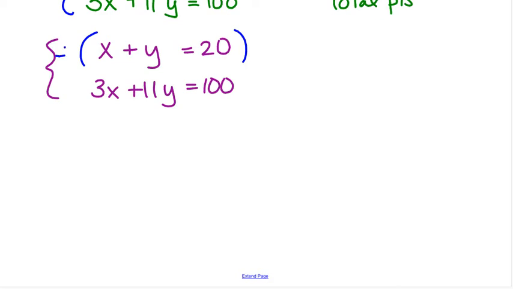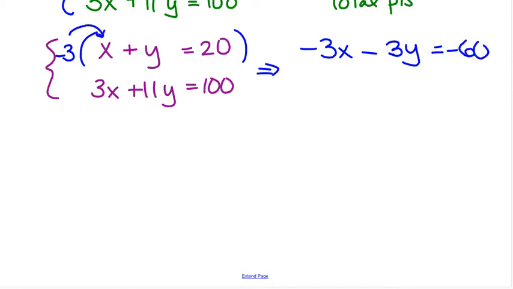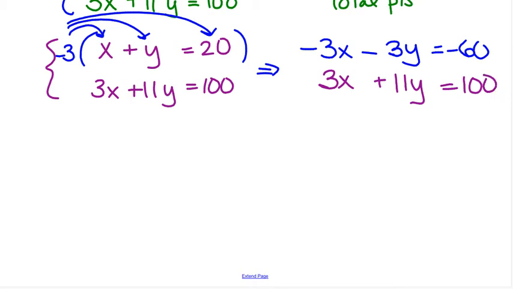So I'm going to multiply all of the purple top equation terms by -3. So here's what we get. -3x and -3y and -60. So we're distributing through -3 to all of those terms. Now the second equation below in our system is just going to stay as it is. So 3x plus 11y equals 100. So now let's go ahead and add those two equations together.